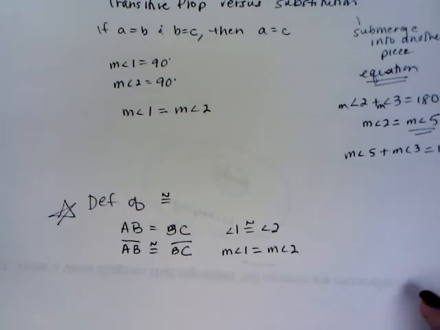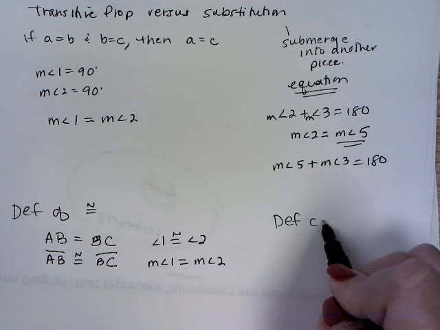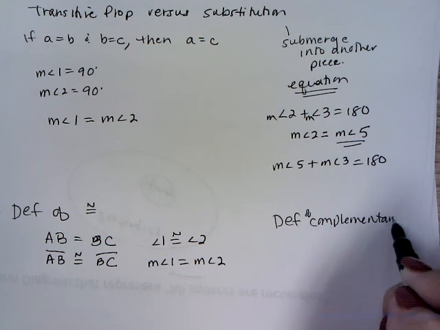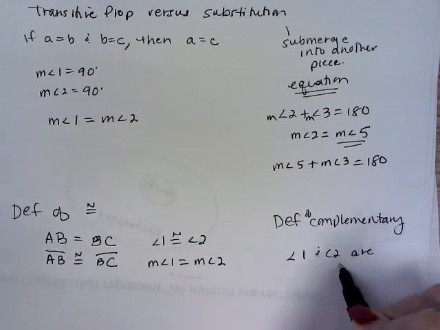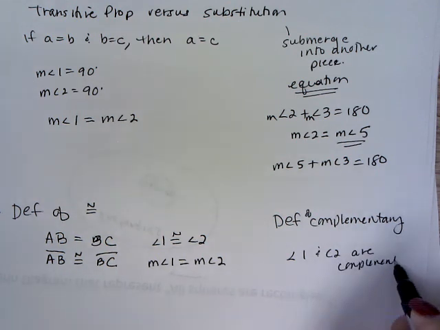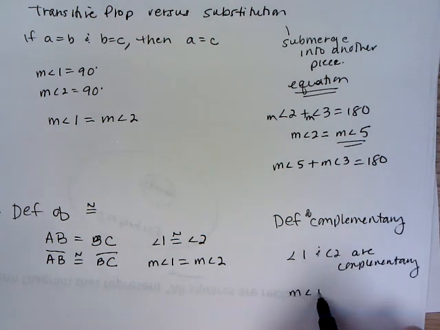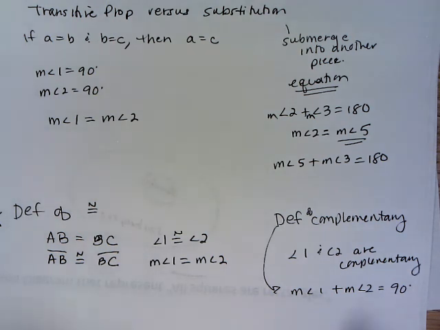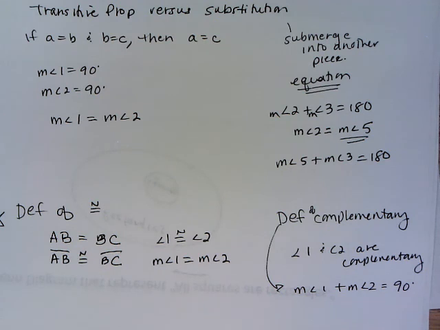Oh, and complementary and supplementary. That was the other one. I'm just going to do complementary. If I have something that states angle 1 and angle 2 are complementary, the definition of complementary says that now their measures add up to 90 degrees. So that definition can take it from a measure to words, or from the words to the measure. It's kind of like that definition of congruence going back and forth.